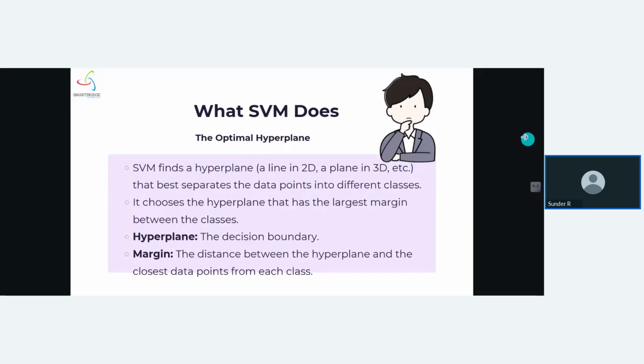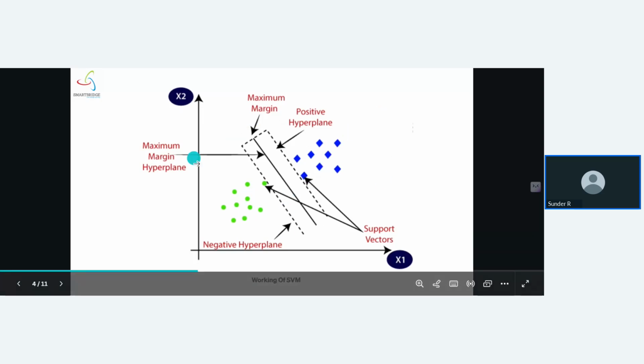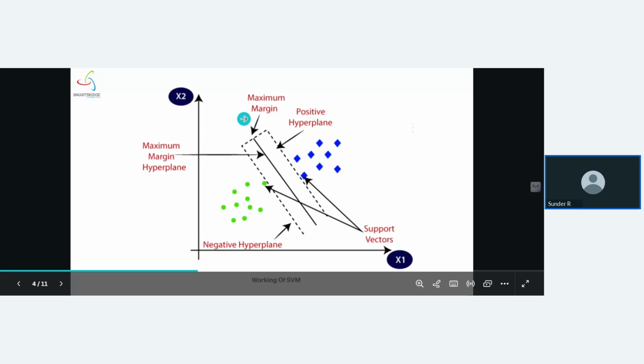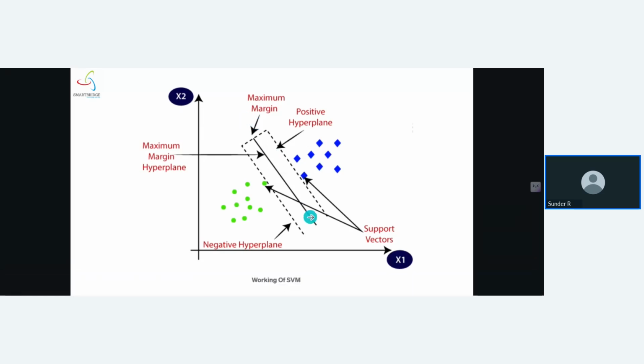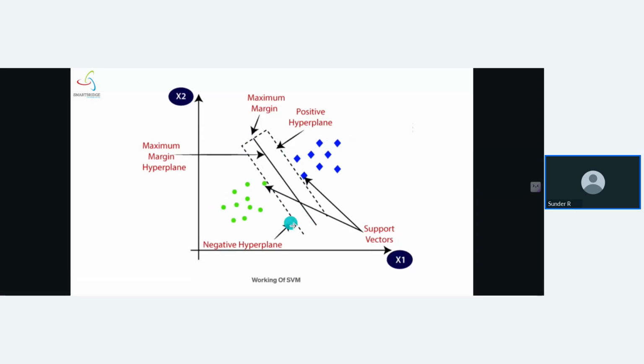Let's first understand the diagram. If you see this diagram, we're able to see two kinds of data points, right? One is the green dot, and the other one is the square, the blue one. Now, if you want to segregate these, you have to have the best hyperplane. A hyperplane is nothing but a line that is going to classify both the classes. It's clear.